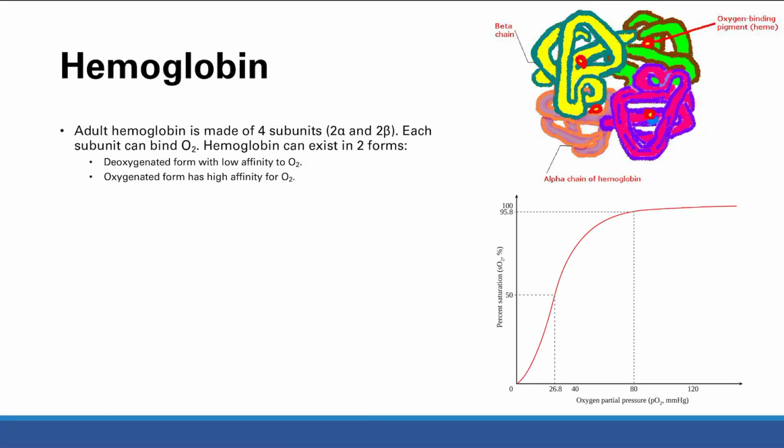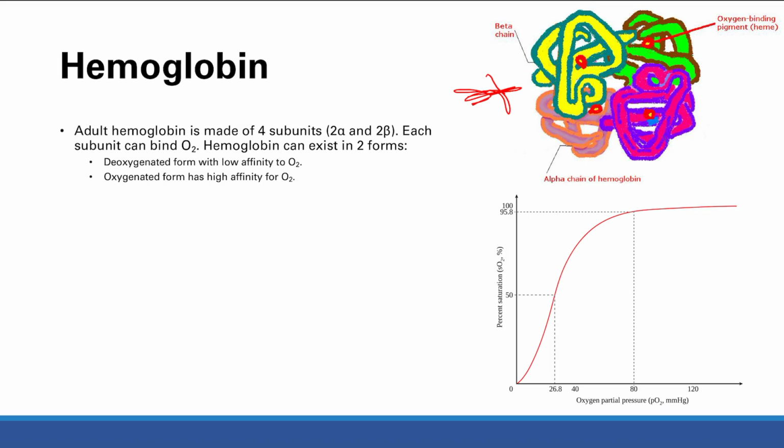So hemoglobin. Hemoglobin is a protein. It's found in red blood cells and it's responsible for carrying oxygen. If you look at the structure on the right, you see that the hemoglobin is made of 4 subunits. Specifically, this is the adult hemoglobin with 2 alpha and 2 beta chains. And each of these subunits can bind oxygen.